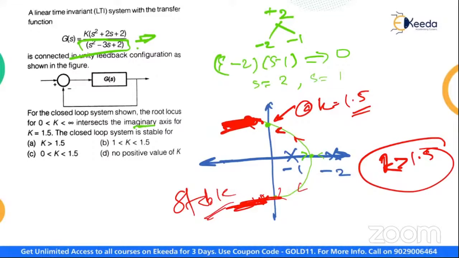I hope this question is also very, very simple and you have understood this. So, what is the answer? The answer is nothing but K should be greater than 1.5. Is it very easy? Have you understood this question? Please let me know.